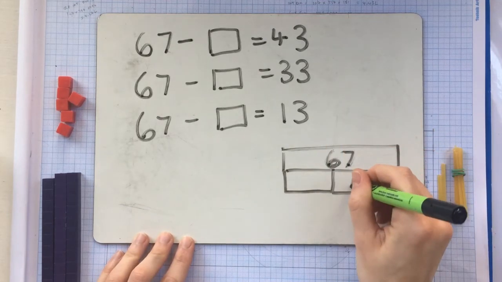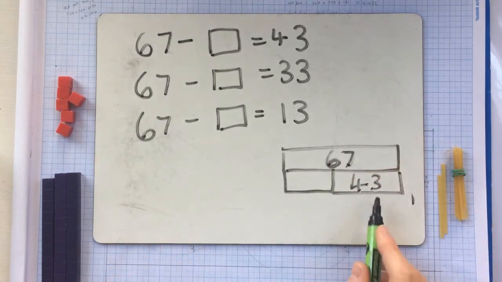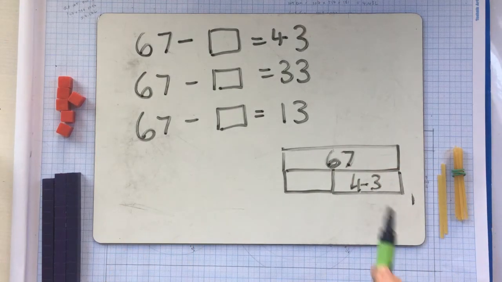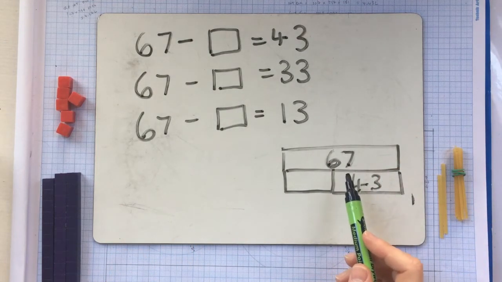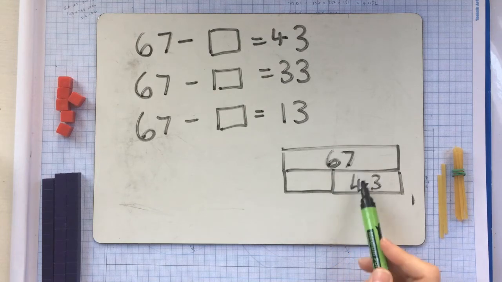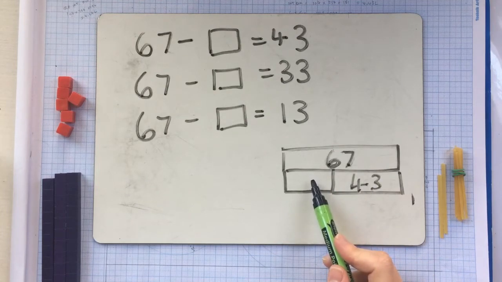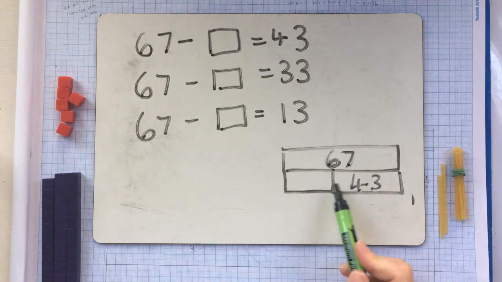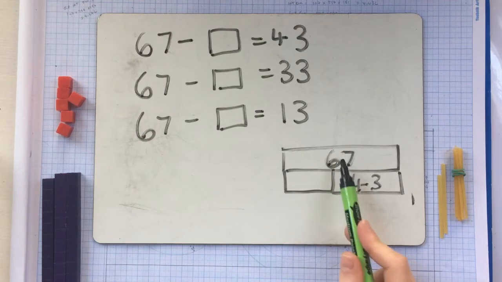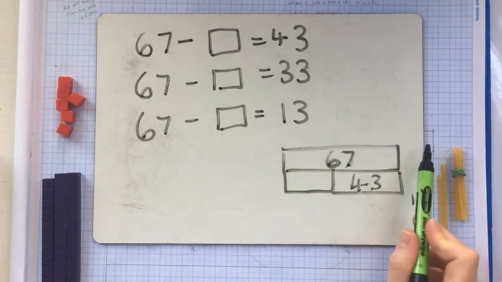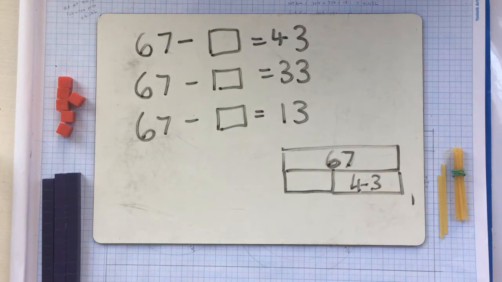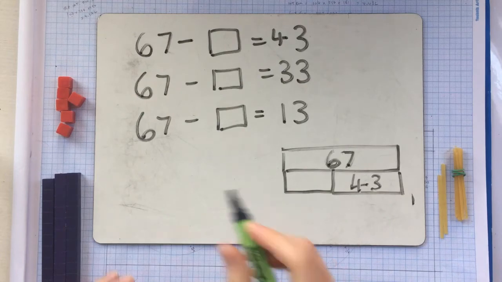And then 43 has to go somewhere. So it needs to be one of the parts. And in this way, it's clearer for children to understand what they need to do with these two numbers to identify that missing part. They know they don't need to add these two numbers because then they'll get a number that's bigger than 67. So the only other thing they can really do is subtract the 43 from the 67.